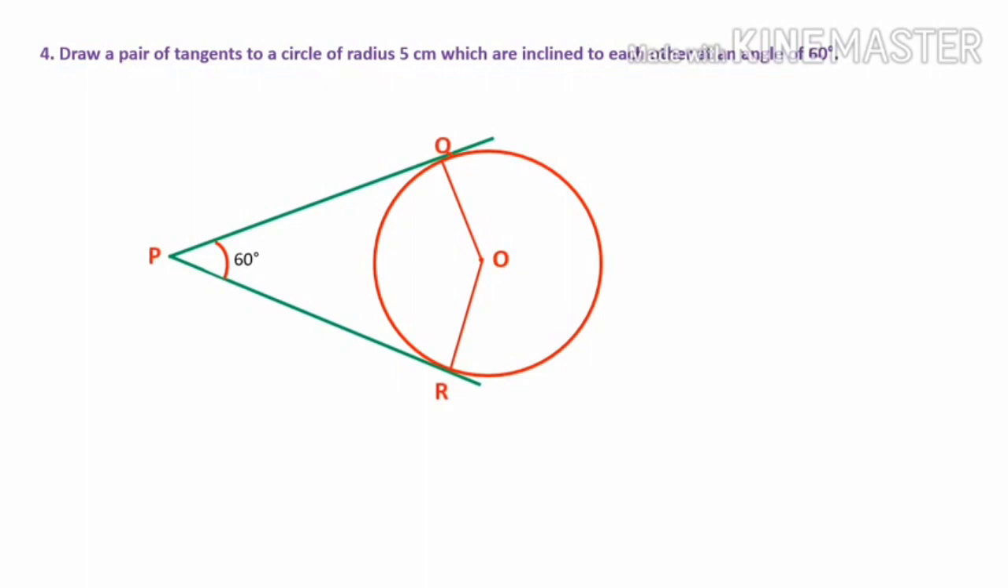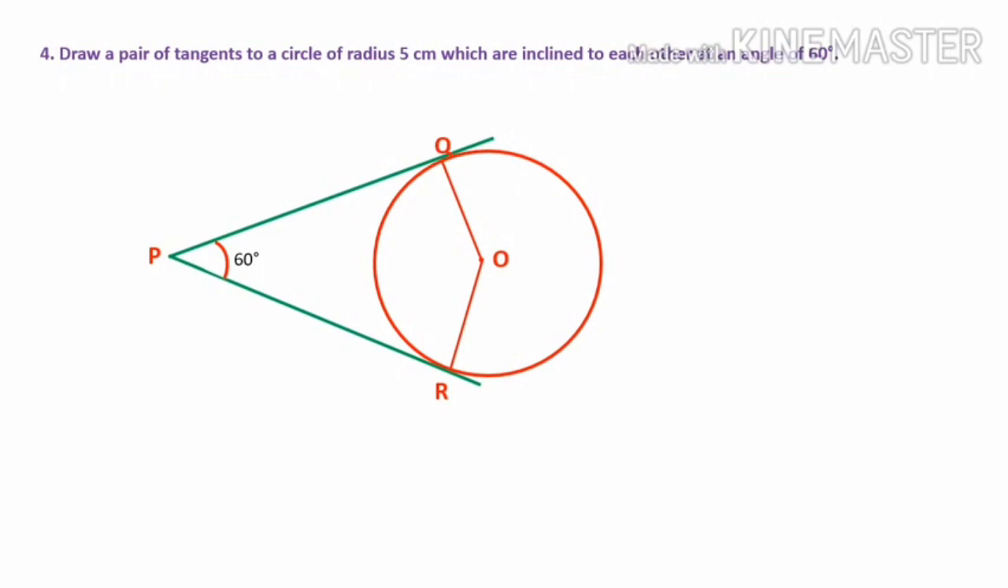Here one thing is missing, the distance of the point P from O is missing. We don't know how much the distance OP is, or the length of OP is missing. So without using the length of OP, how do we have to draw the tangents? That is the question.